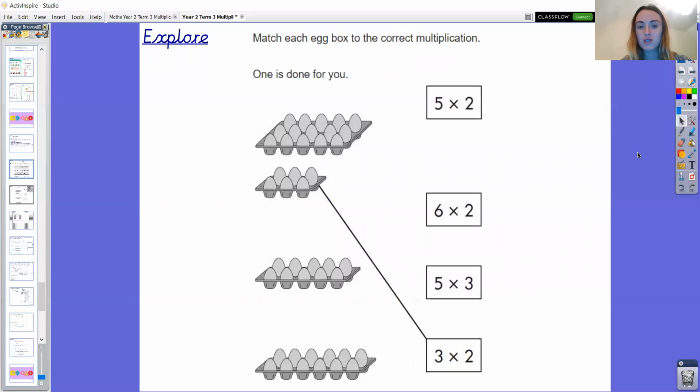Okay, so moving on to our Explore, I'm just going to share with you a couple of examples that are similar to what you're going to be focusing on when working independently today. So first of all, it says, match each egg box to the correct multiplication. 1 has been done for you. So please pause the video here and have a conversation about this at home. Please don't worry about recording in your maths book. It'd be great to engage with this with your maths talk.